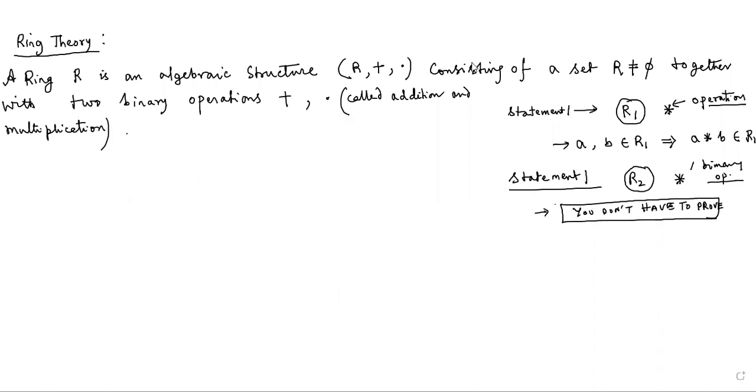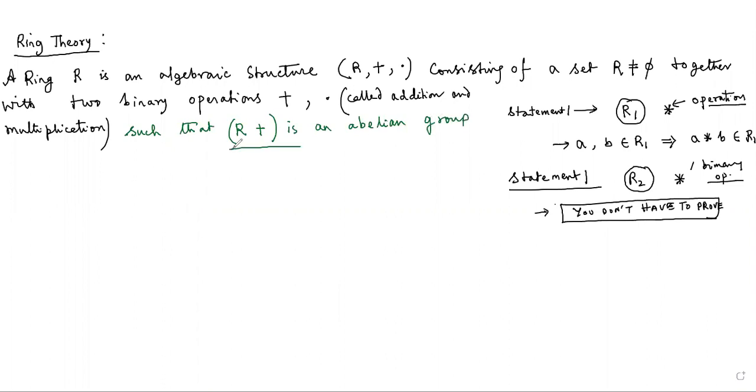But the beauty of this particular structure is that, and you will be happy to see that, first of all, if you want to show that this set R is a ring on the basis of these two different operations, first of all, you need to show that this non-empty set R with respect to the operation addition is an abelian group. This is the first criterion. It has to be an abelian group.